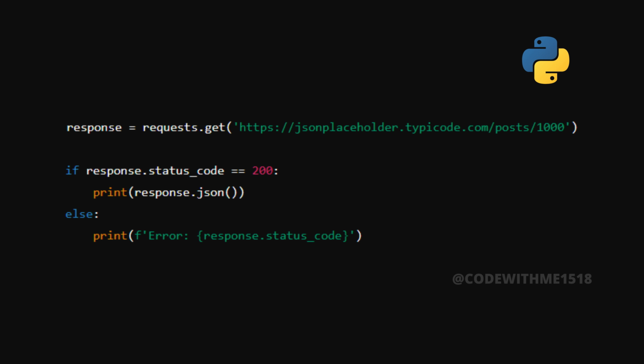Additionally, you might encounter errors when making API requests. Let's handle these gracefully. This code checks the status code of the response and prints an error message if the request fails. Run the script to see how it handles a non-existent post.